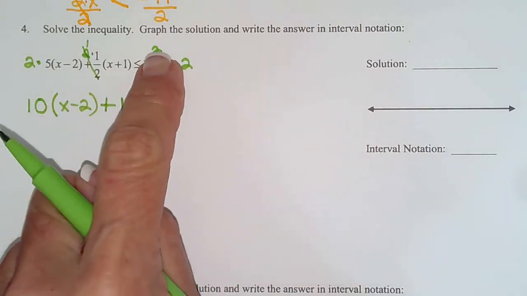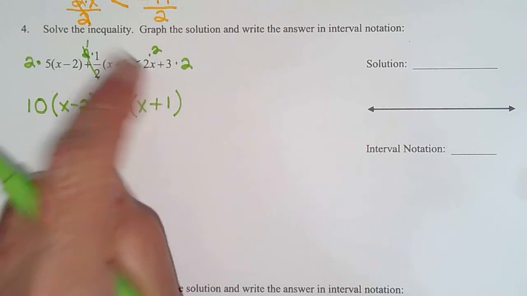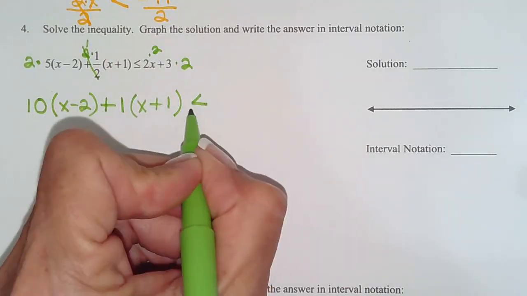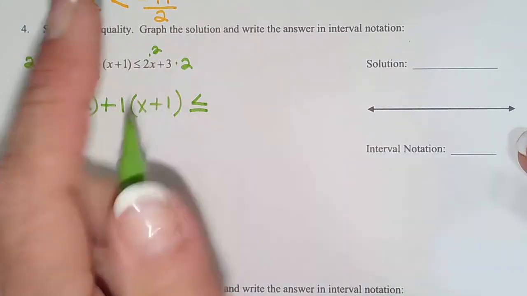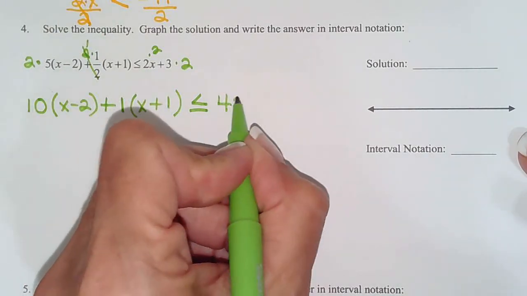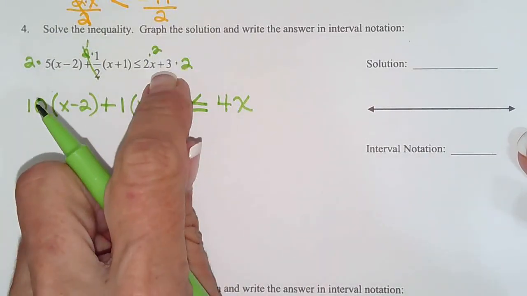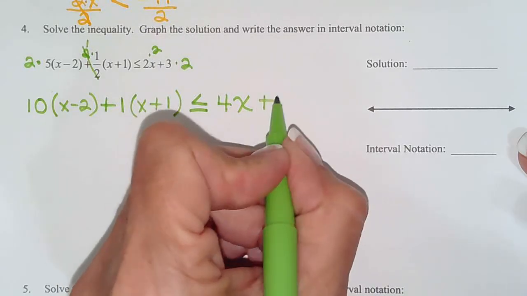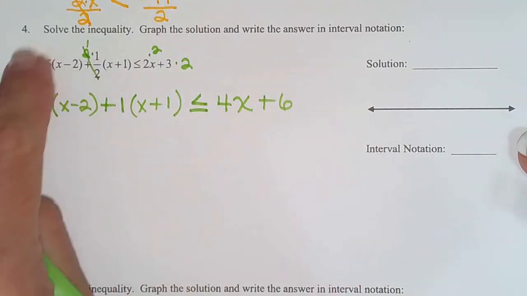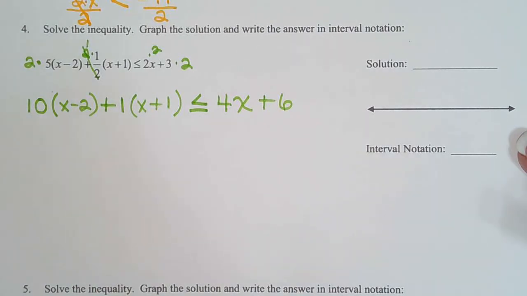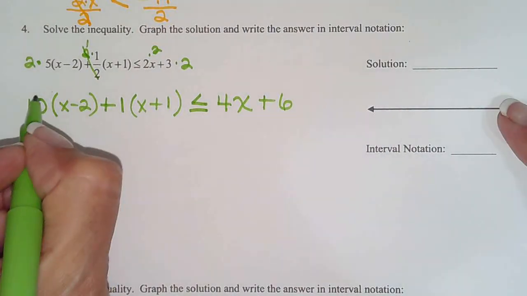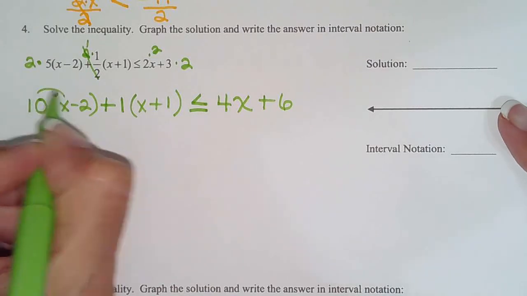We're not multiplying by a negative, so we don't flip the symbol, only if we multiply by a negative, so we keep it less than or equal to, so this will turn into 4x, and this will turn into plus 6. So every single term, of which there are 4, has now been multiplied by the 2. So now we're on our regular problem. So after we get rid of fractions, then we distribute.